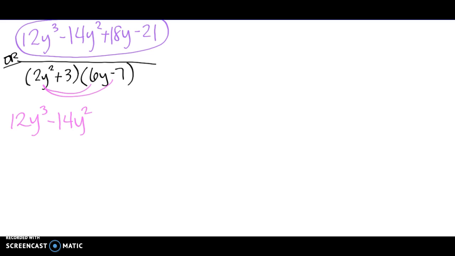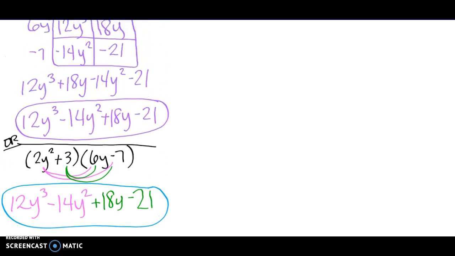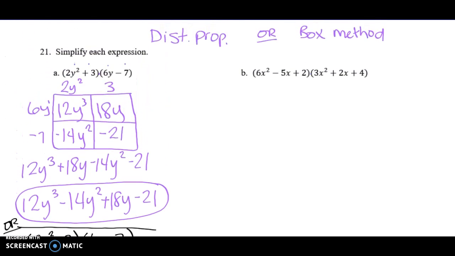Then I would move to that second term, the 3, and distribute it. 3 times 6y. 3 times 6 is 18, and then we still have the y. And 3 times a -7, -21. And the way that this one happened to work out, it is already in decreasing exponential order, so I can just stop here. If it wasn't, I would have to rearrange it or combine like terms. It just depends on the situation. Coming back up.